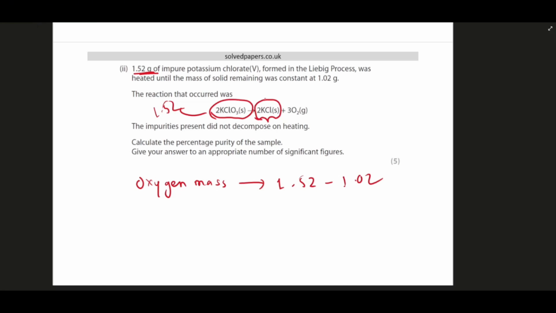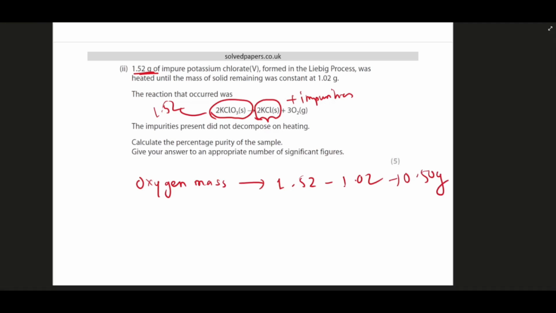1.02. So the remaining solid will be KCl along with the impurities, because they said the impurities did not decompose on heating, right? So in this case, if we just subtract this from this, we will be able to get the oxygen mass. Pure logic. So how much is that? That will be 0.50.